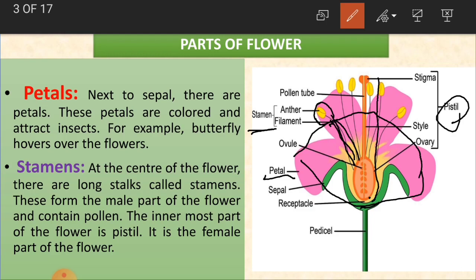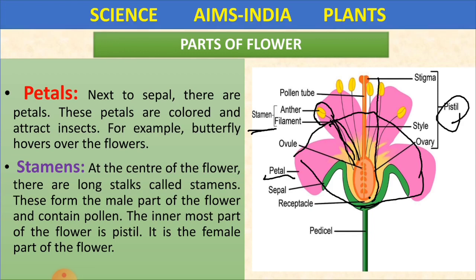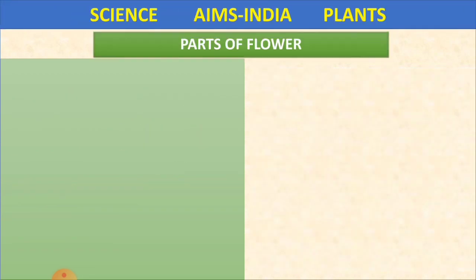Like in human beings we have man and woman. Even here, like man comes under male, woman comes under female. Even the flowers come under two categories, one is male, another one is female. Stamen comes under the male part, and pistil comes under the female part. Understood, children? Pistil comes under the female part. Now, what is the next part here?